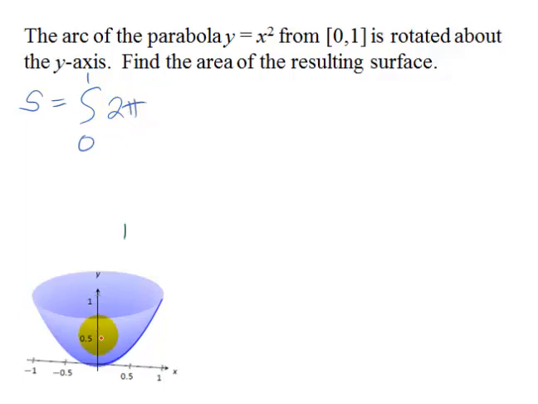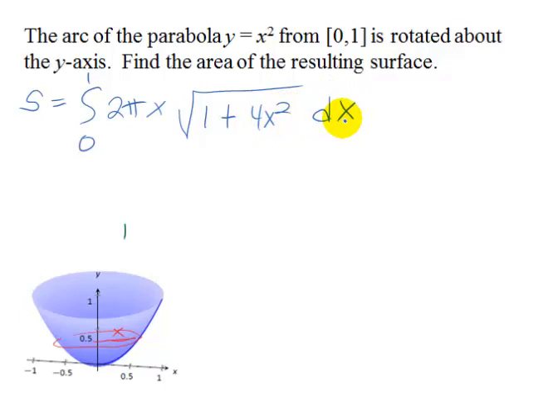Now we are rotating this around the y-axis, and so our radius is going to be x. So 2 pi x, and then we have the square root of 1 plus, we need this derivative squared, that's 2x, quantity squared, so that's going to be 4x squared dx.